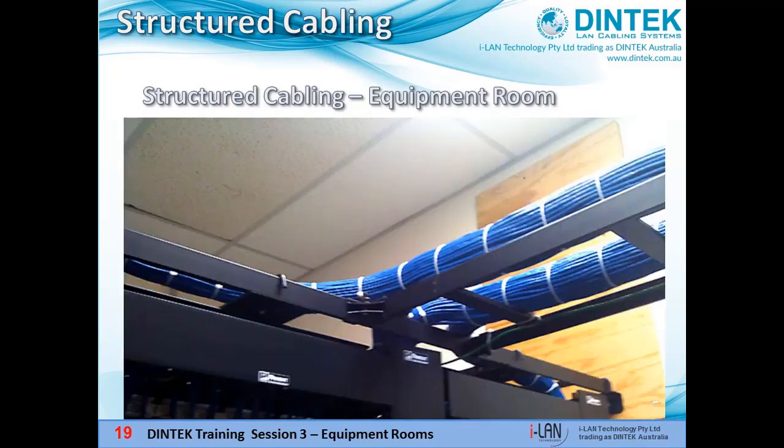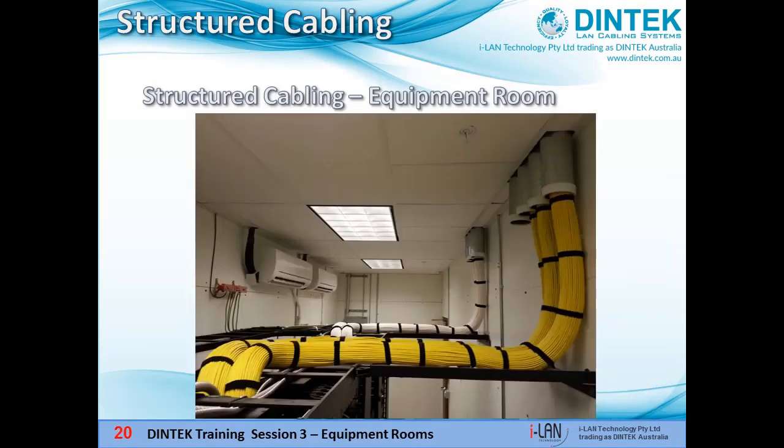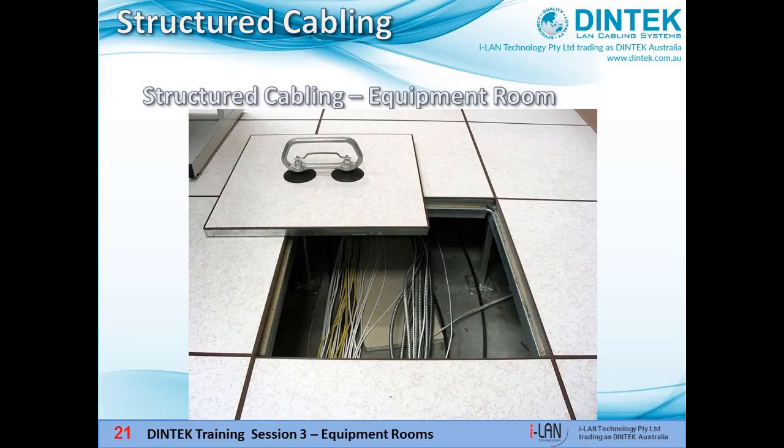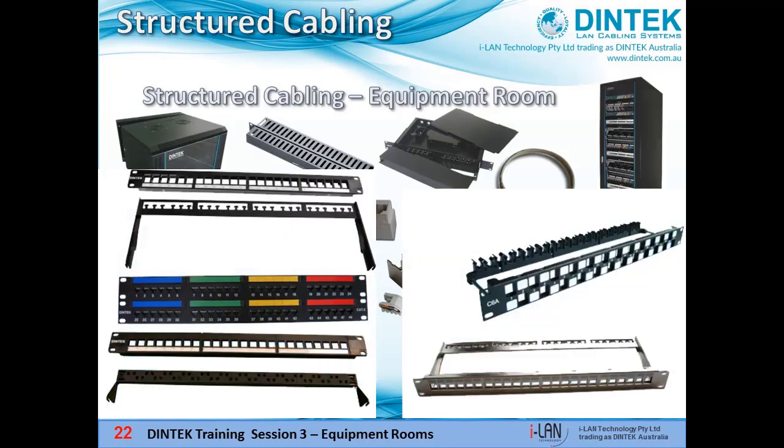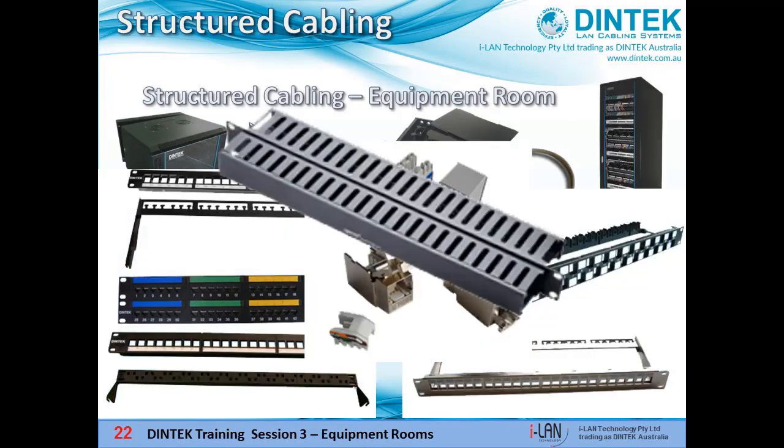Getting the cables into an equipment room can be done in a number of ways, like overhead cable trays, with the use of ducting or conduits and cable trays, and raised floors are also common in equipment rooms. Note the suction cap handle needed to lift up the floor tiles, especially when it comes to pulling the first one up. And here's some typical equipment you might find in an equipment room, including wall cabinets, full-size rack cabinets, patch panels and jacks, and cable management panels.